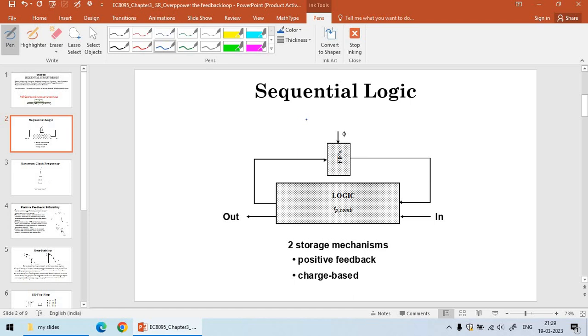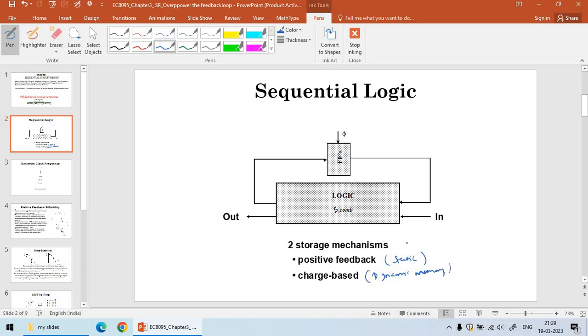A sequential circuit will contain both a combinational part as well as a memory element. The memory element can be achieved by positive feedback, which is static in nature, or it could be achieved by a charge storage mechanism, which is called dynamic memory.